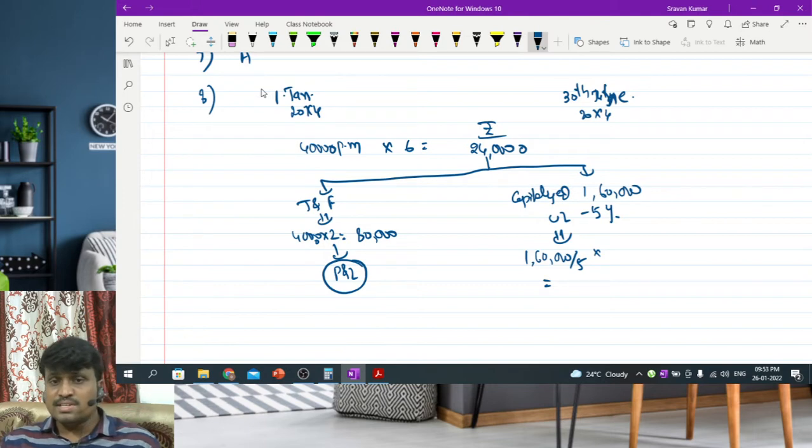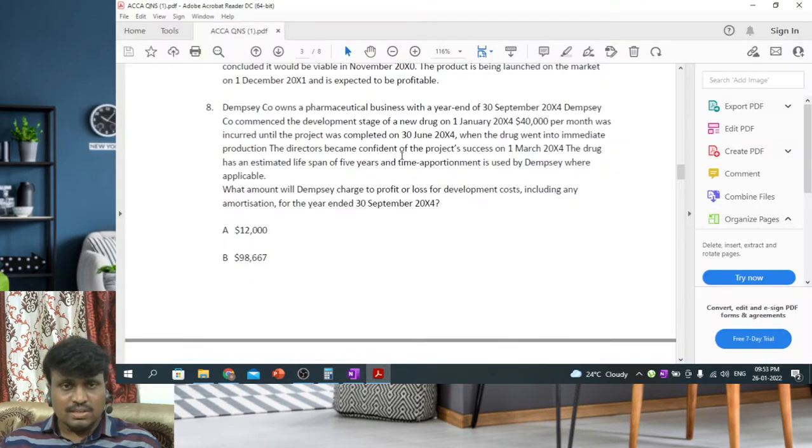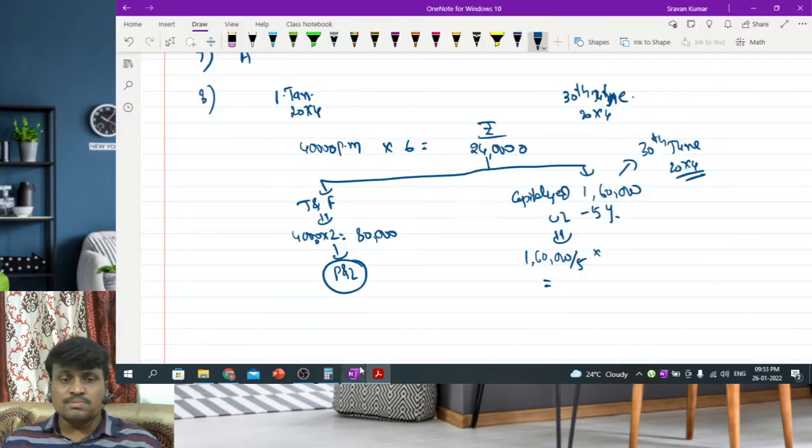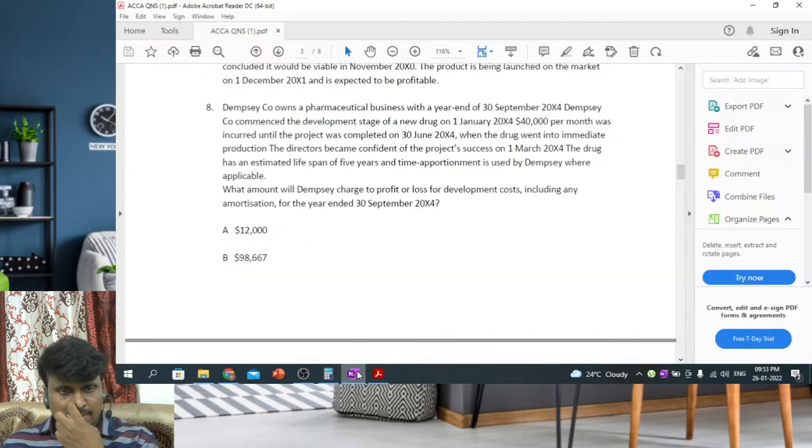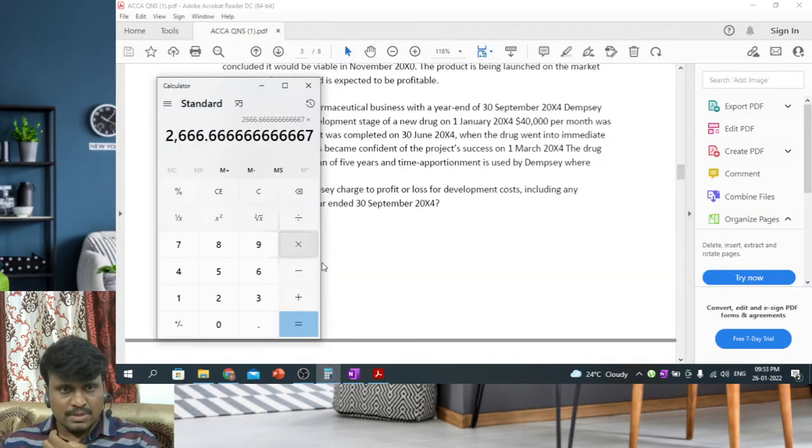So here the asset is recognized on what date? 30th June 20X4. So we need to calculate the amortization expense for July, August, September, into 3 by 12. So into 3, how much? 8,000.